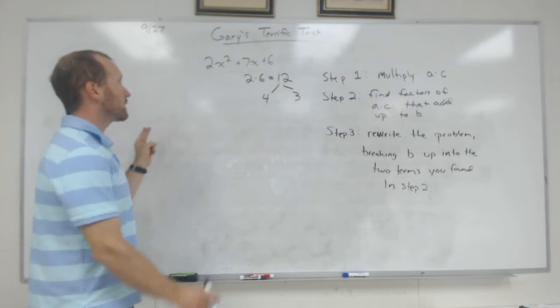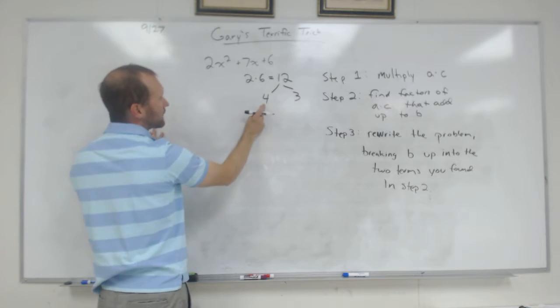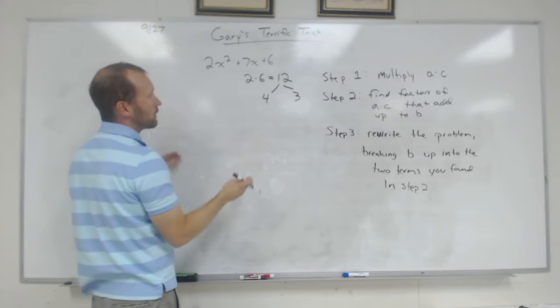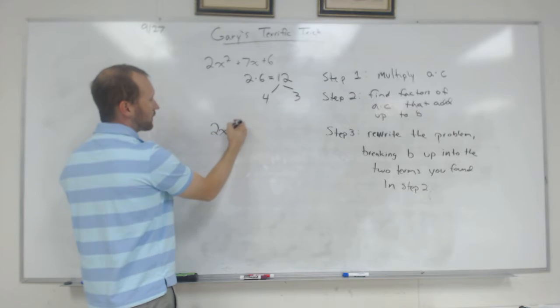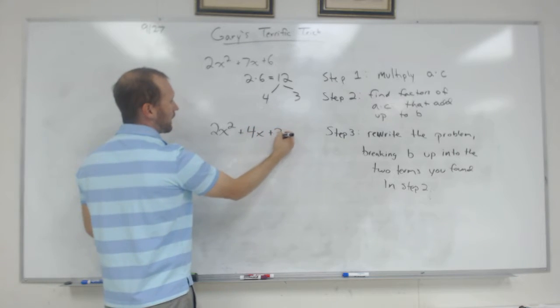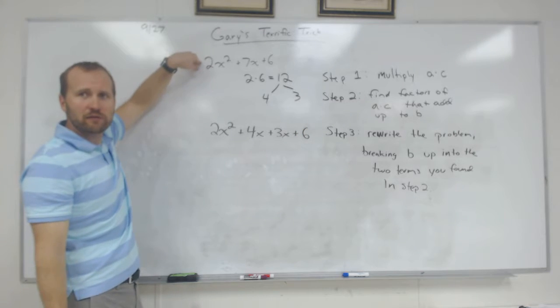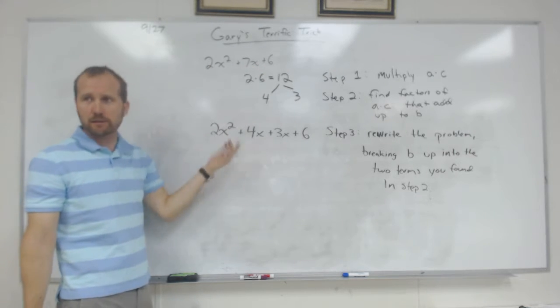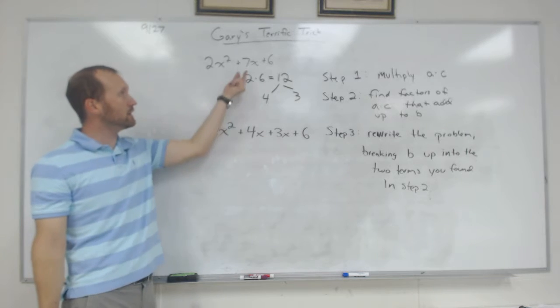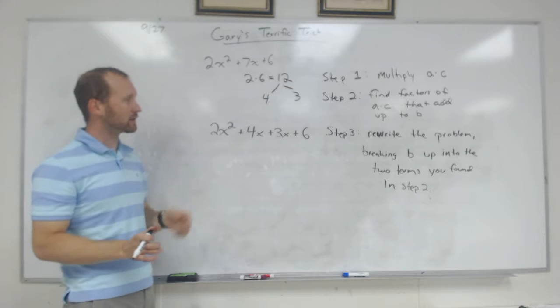All we're doing is writing the exact same thing, except that instead of 7x, I'm going to write 4x plus 3x. Or the other way around. It actually doesn't matter which way. Wait, does that delete the 2x? No. So 2x squared is the same. Then I'm going to write 4x and 3x, and the 6 is the same. So I'm just looking back to my very first problem, and I'm simply writing, instead of 7x, 4x plus 3x. That's the same thing, wouldn't you agree? Yeah. 4x plus 3x is 7x. So I'm not changing the problem. What I am doing is creating a way to factor it.